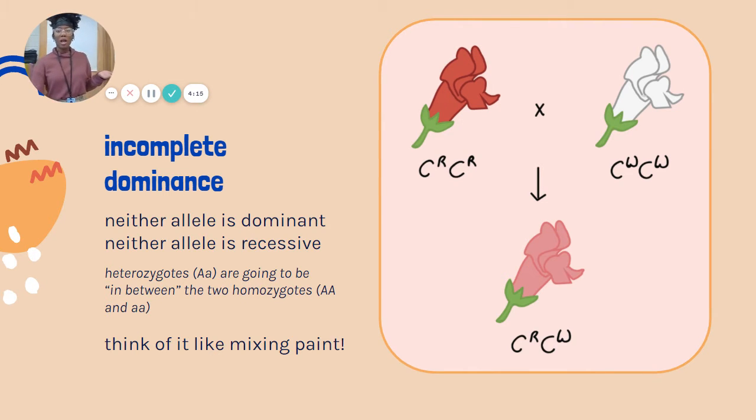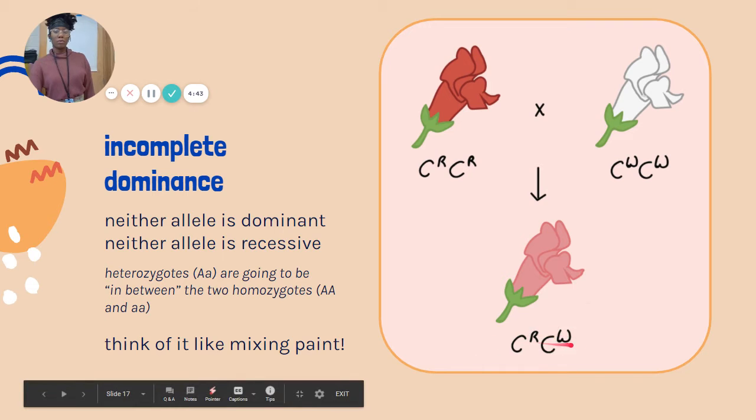So let's say that we know that inheritance of this petal color is incompletely dominant because they tell us in the problem, or we see it in the picture. One of the parents is CR CR, which just means red. The other parent is CW CW, which means white. Whenever we cross those and mate them, their offspring are going to be CR CW. They're going to be pink. They're going to have a little bit of red and a little bit of white.